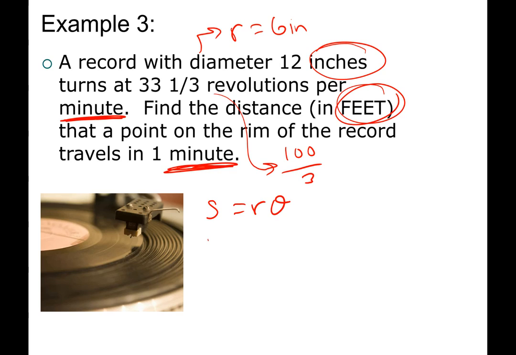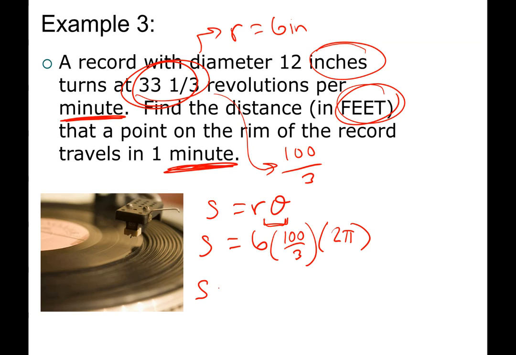And a little bit more complicated in this case. So S is equal to, so R is 6 inches. And then in terms of the theta, they're telling you that it turns at 33 1/3 revolutions per minute. So that means it goes all the way around 100 thirds times. How far is it going around every time it does a full revolution? Well, because we're living in a world of radians, it goes 2 pi every time it goes all the way around. So to actually find the angle, you're going to have to multiply 100 thirds times 2 pi. And again, that's because going just once around is 2 pi. If you go 100 thirds times around, you have to multiply them.